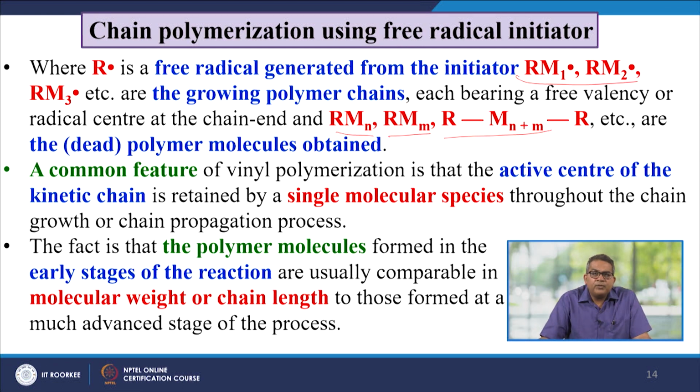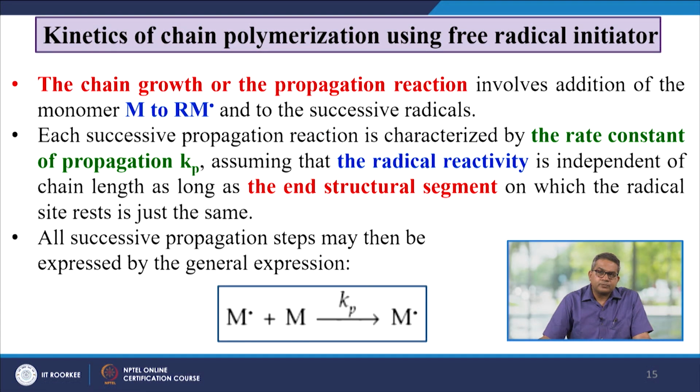So, a common feature of the vinyl polymerization is that the active center of the kinetic chain is retained by a single molecular species throughout the chain growth or chain propagation process. So, the fact is that the polymer molecules formed in the early stage of reaction are usually comparable in molecular weight or chain length to those formed at a much advanced stage of the process.